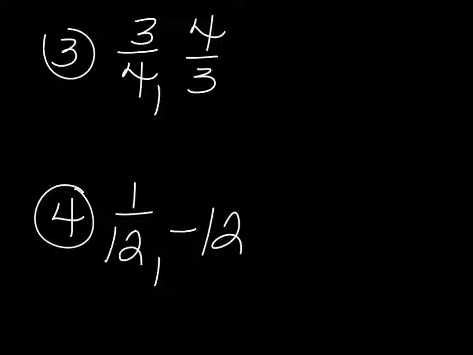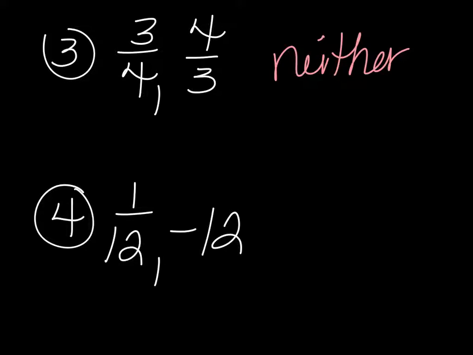Number 3 is 3/4 and 4/3. Now they are reciprocals, but they are missing something. They are missing one of them being a negative, so it is also neither. One of them must be a negative and be a reciprocal for it to be perpendicular. Before I can evaluate a number 4, I need to make -12 be a fraction. So I do have one positive, one negative, and they are reciprocals of each other, 1/12 and 12/1. So number 4 is perpendicular.